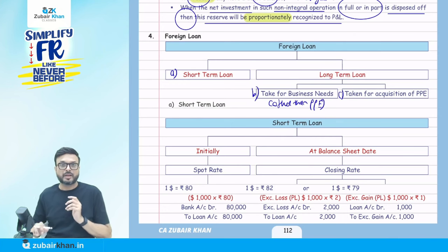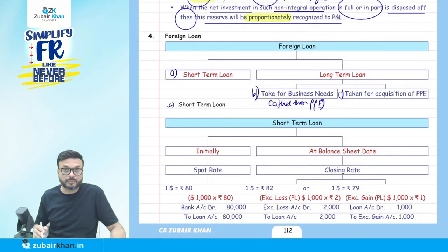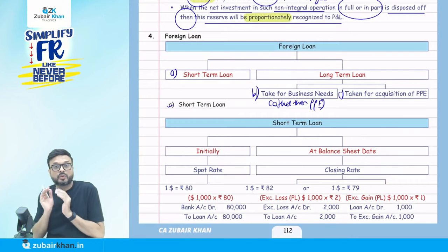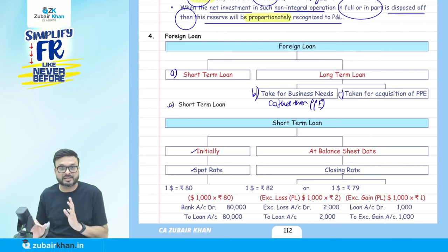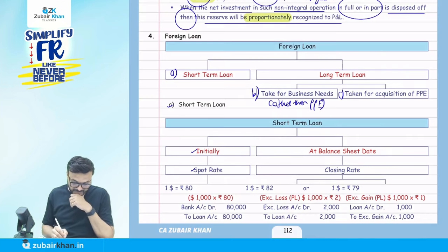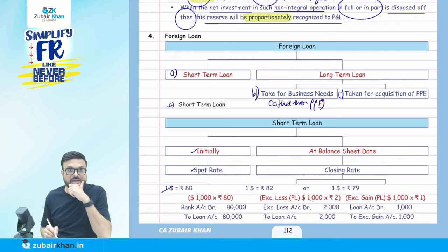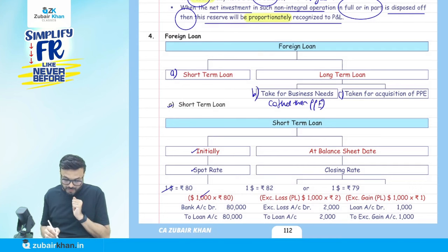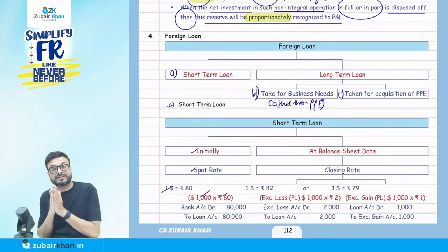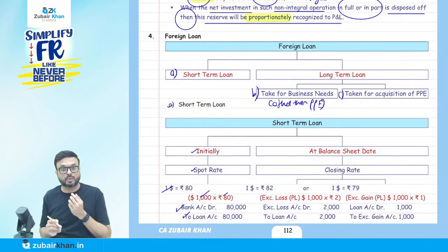Very simple. So what is going to happen here? The first point: I take a short-term loan. So we are talking about a foreign loan, and initially we recognize it at the spot rate. Let's see an example. Suppose $1 is equal to rupees 80, and we take a short-term loan of $1,000 from a foreign bank. So $1,000 multiplied by rupees 80 comes to 80,000. I will record the entry: bank account will be debited and loan account will be credited.